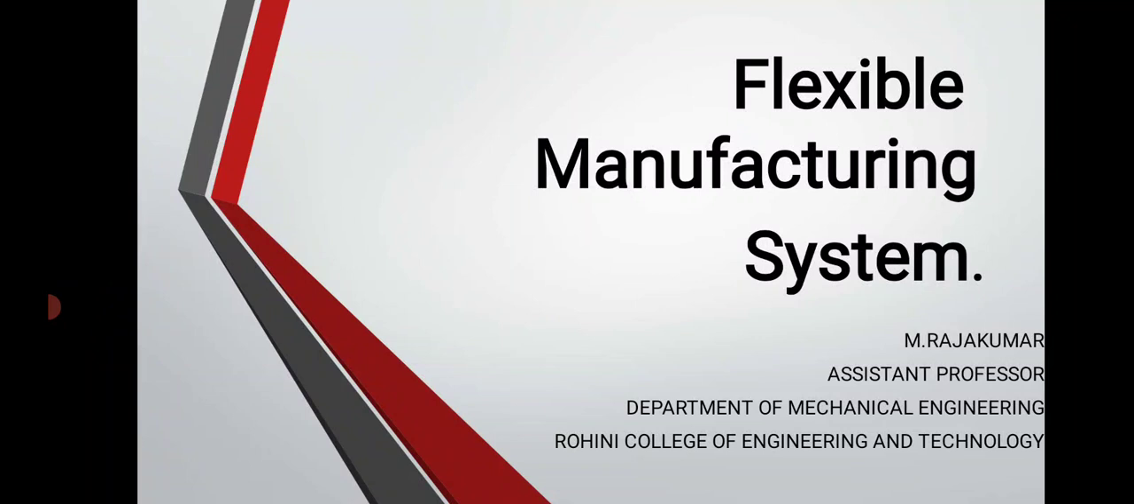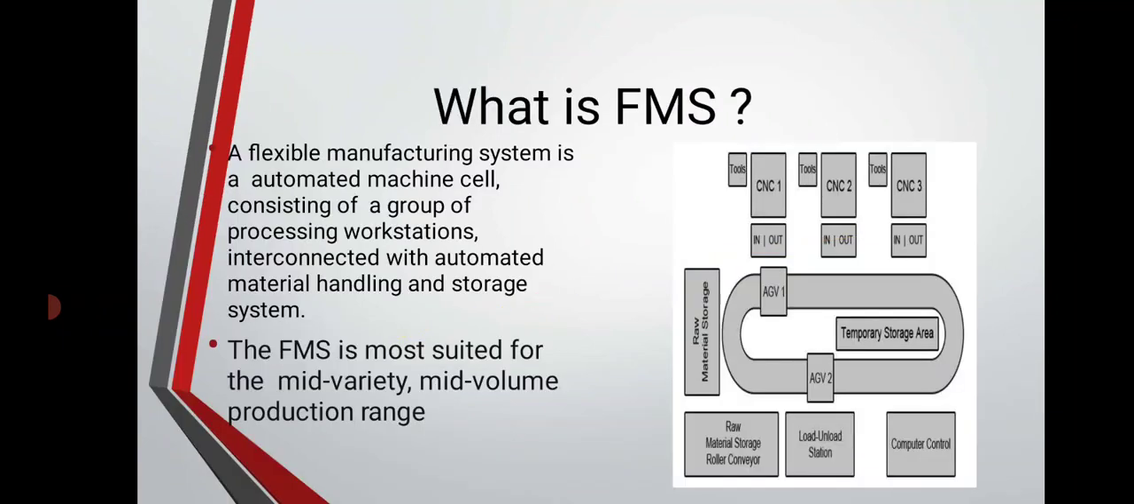Today I am going to teach you Flexible Manufacturing System. Flexible Manufacturing System is nothing but FMS. What is FMS? A flexible manufacturing system is an automated machine tool consisting of a group of processing workstations interconnected with automated material handling and storage system. It is also known as a highly automated GT machine cell.